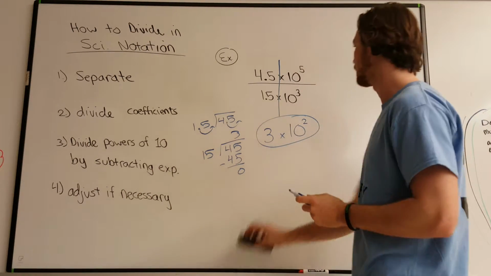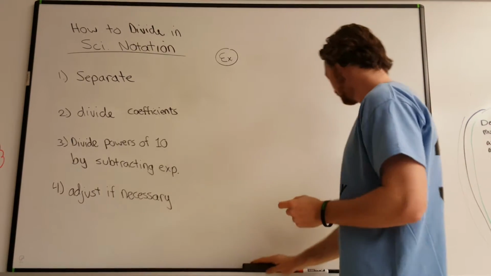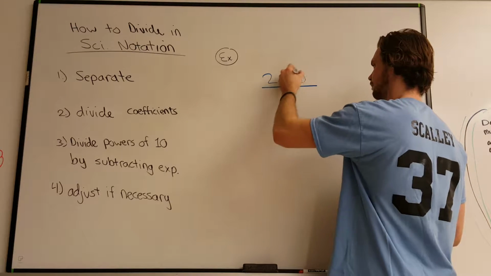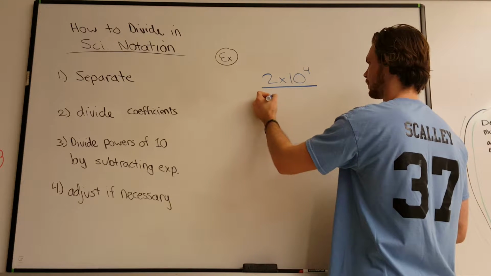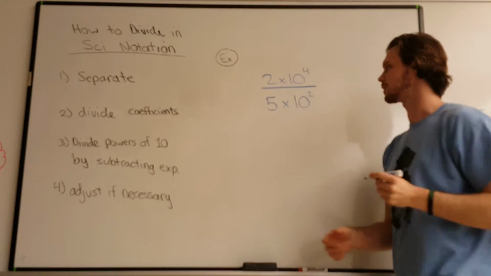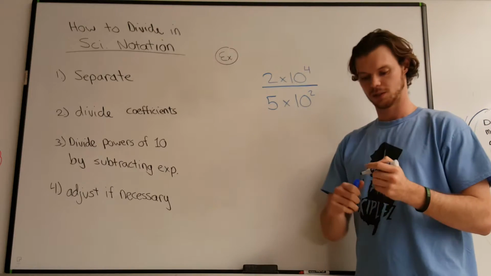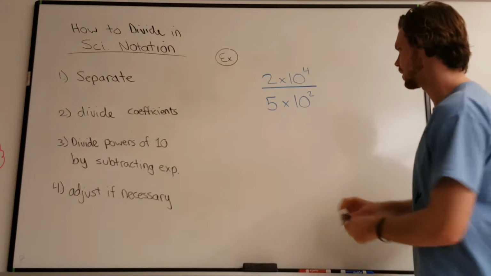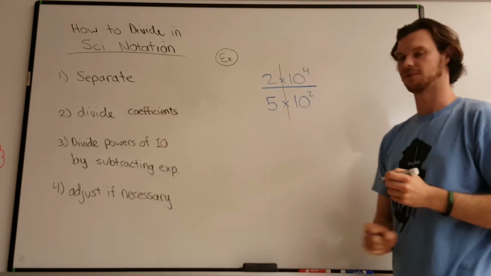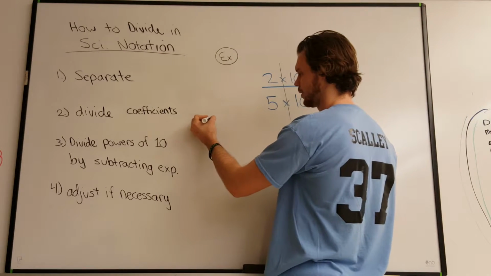Now let me do one where we do. All right, so I'm going to go with 2 times 10 to the fourth divided by 5 times 10 to the second. So having my division problem, first step, I'm going to separate it. Draw the line right down the center. Now 2 divided by 5. Again, some of you might be able to do that in your head. If so, that's great. If not, you might need to do the division. So I'm going to do it.